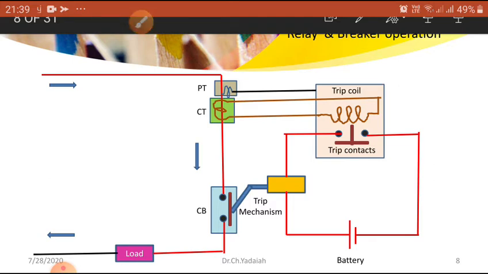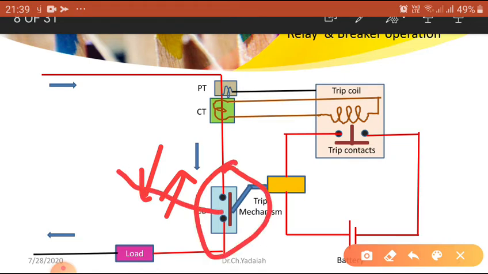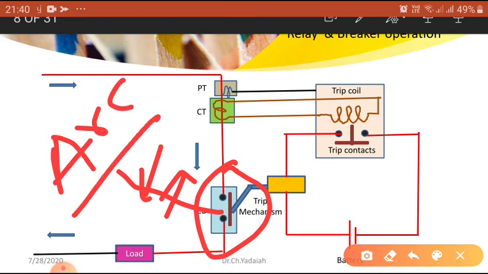Now coming to our topic. Whenever we open or close the circuit, there is a possibility of an arc coming. How are we going to nullify this arc? How are we going to reduce the arc?